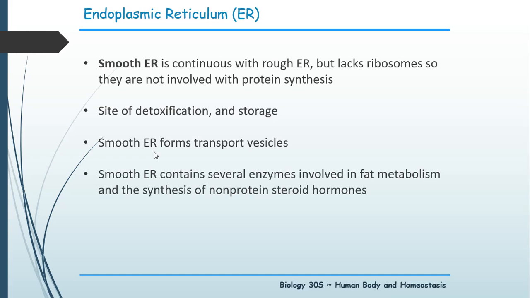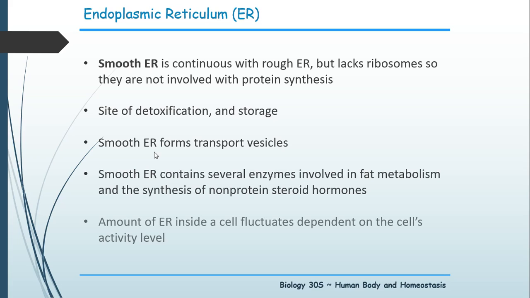The smooth ER has a whole bunch of enzymes as well, which are there for fat metabolism. So they help you break down fats. And it's there for the synthesis of non-protein steroid hormones. So it can produce some steroid hormones for us, similar to things like cholesterols. The amount of ER is kind of interesting because that depends on how much a cell is working.